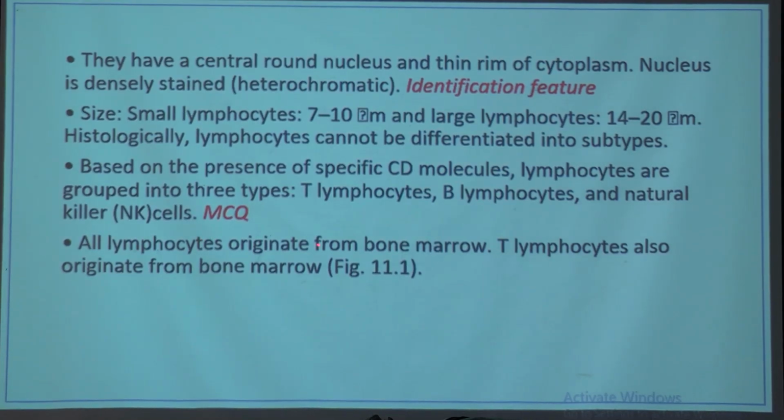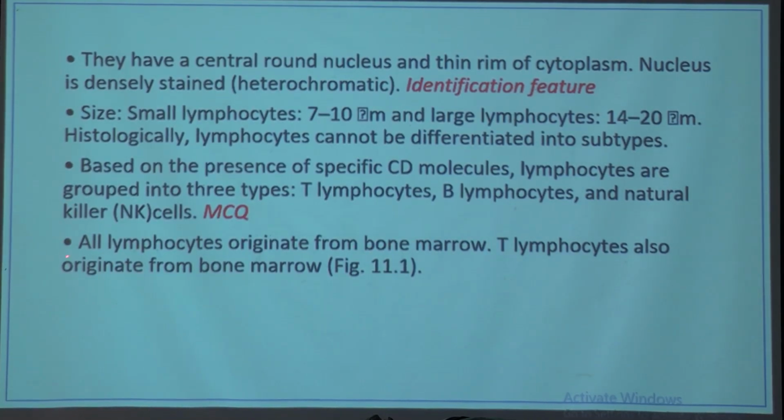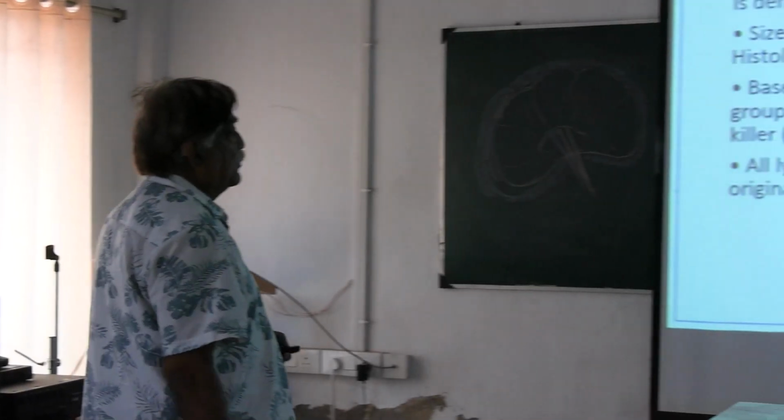All lymphocytes originate from bone marrow. You have to know where it originates from. That is from the bone marrow. T lymphocytes also originate from bone marrow.